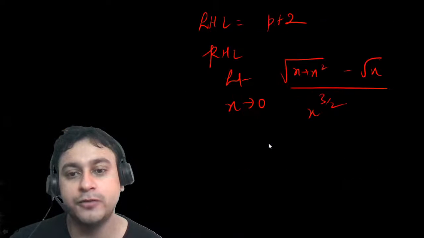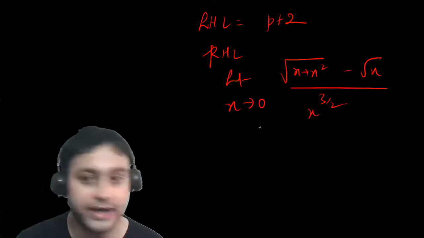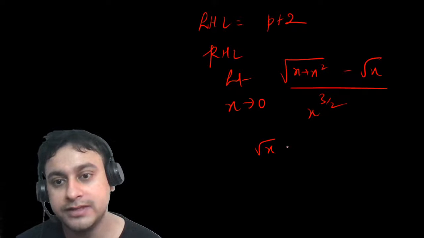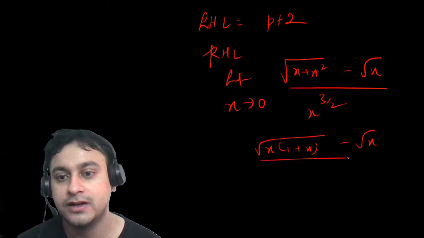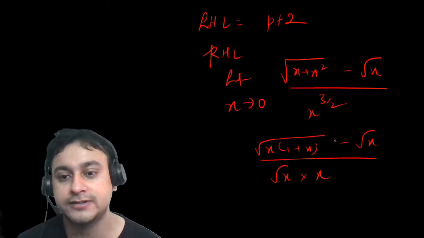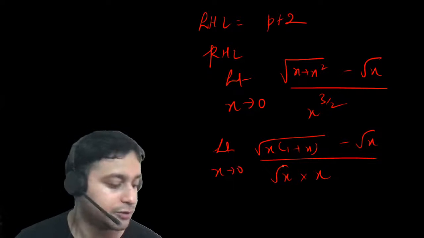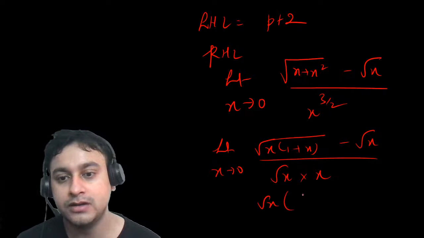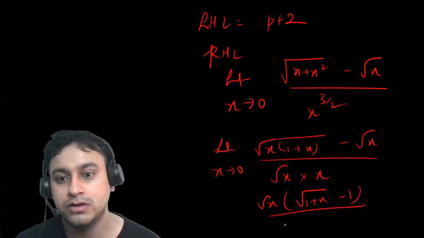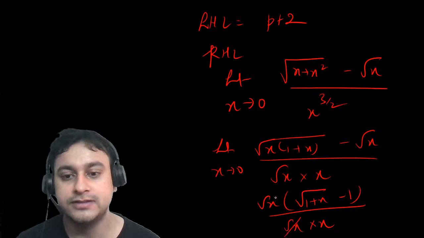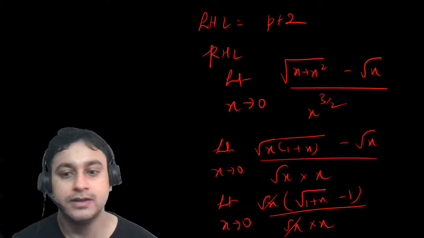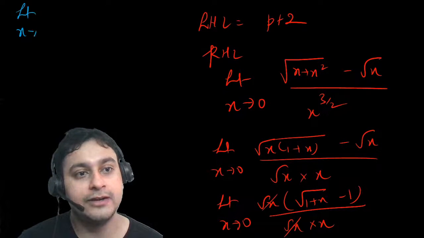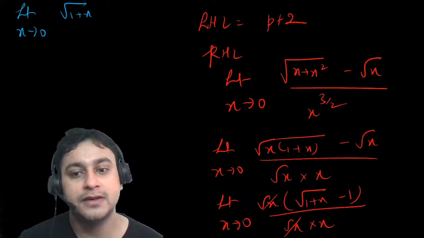Obviously it is 0 by 0 form, so you can take root x outside, right? So you can take root x common. If you take root x common from this, what will we get? Let's suppose you take x common, 1 plus x, right? And minus root x upon root x into x power 3 by 2. So root x common into (under root 1 plus x minus 1) upon root x into x. So this is cancelled. So limit x tending to 0, now simply it is the limit of (root of 1 plus x minus 1) upon x.